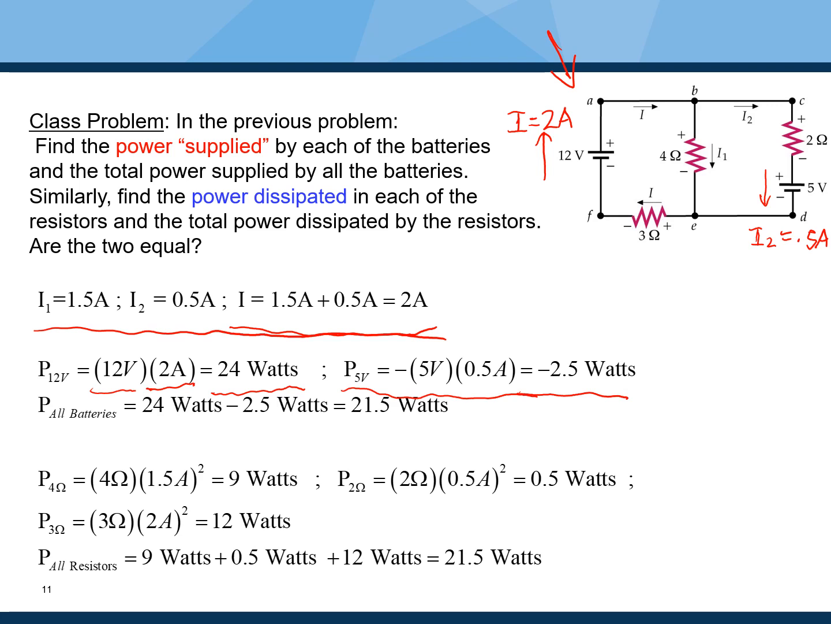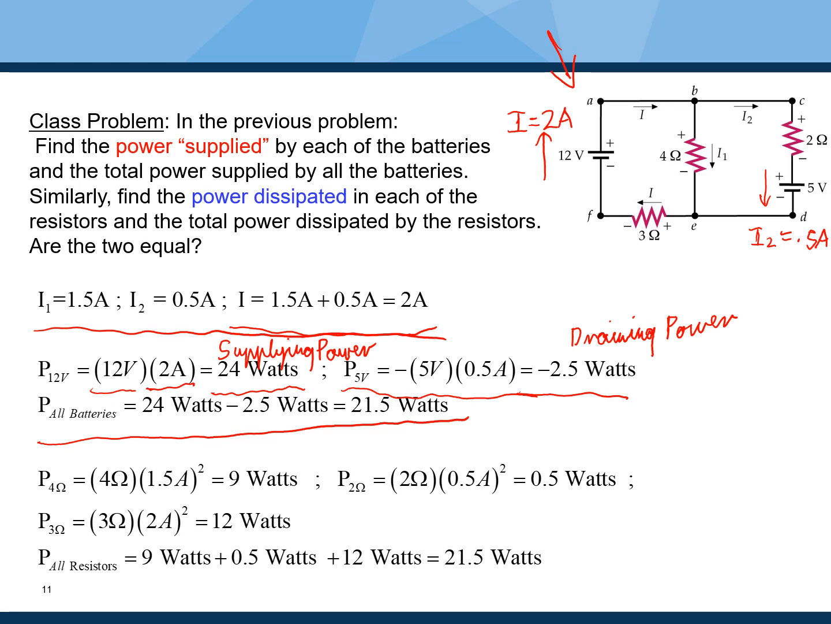So we'd write it as negative 2.5 just to indicate that this battery, the 12-volt battery, is supplying power, whereas the 5-volt battery is actually draining power. So now that we have that concept clear, we realize that the total power supplied by all possible batteries in the circuit is just equal to 24 watts minus 2.5 watts, which is equal to 21.5 watts.